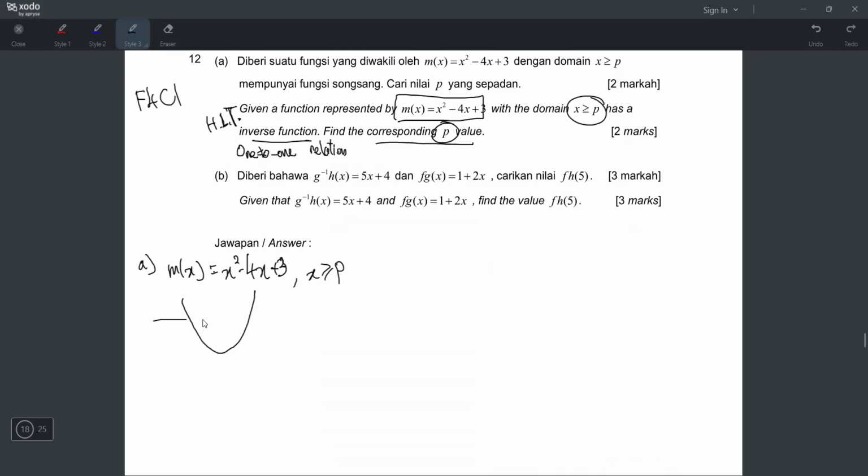So what you can do is you can draw a horizontal line. And if the horizontal line cuts the graph at 2 points, that means no inverse. If it cuts at 1 point, it means has inverse. So as you can see, you memang tak ada inverse. Okay, you memang tak ada inverse. Okay, unless you cut it here. Because if you cut it here, there will be inverse. Okay, but the question says the function with the domain x bigger equals p has an inverse function. So they put a restriction here. x has to be bigger equals p.